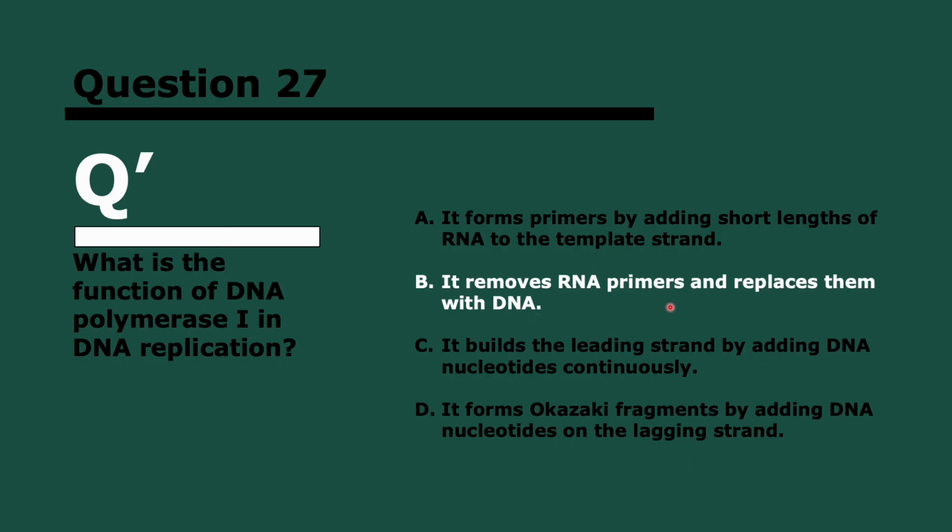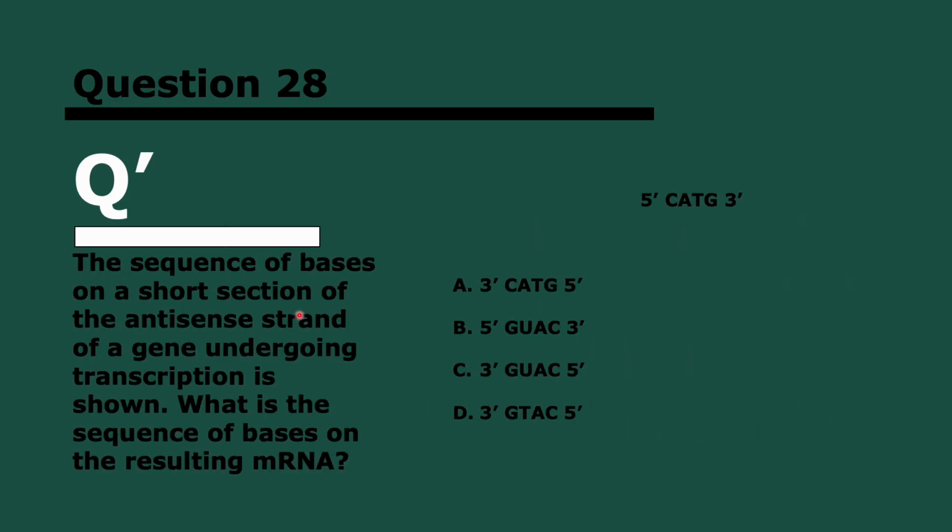So it's removal of the RNA primers, okay? Again, review this topic if you're not feeling too confident with it. Okay, question 28. The sequence of bases on a short section of the antisense strand of a gene undergoing transcription is shown. What is the sequence of bases on the resulting mRNA? Okay, you have to remember what the antisense strand is basically for this.